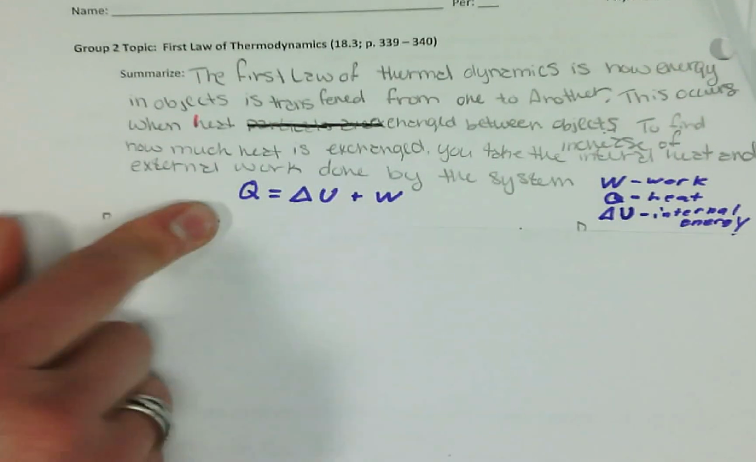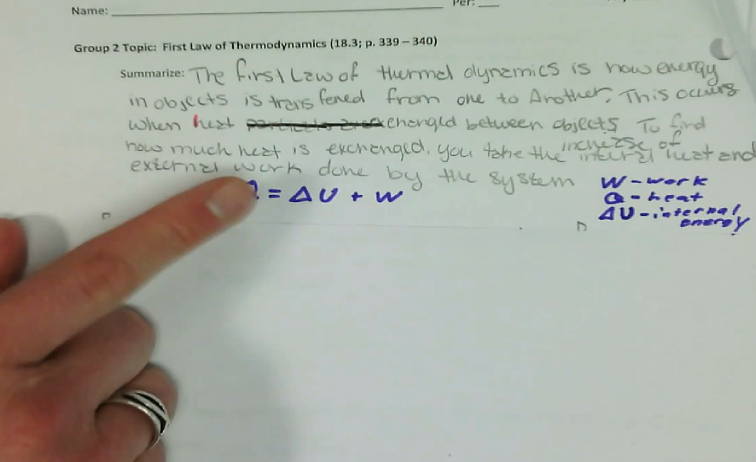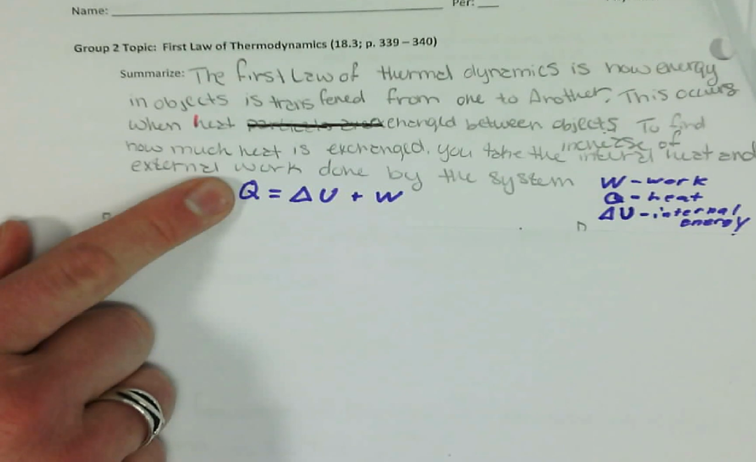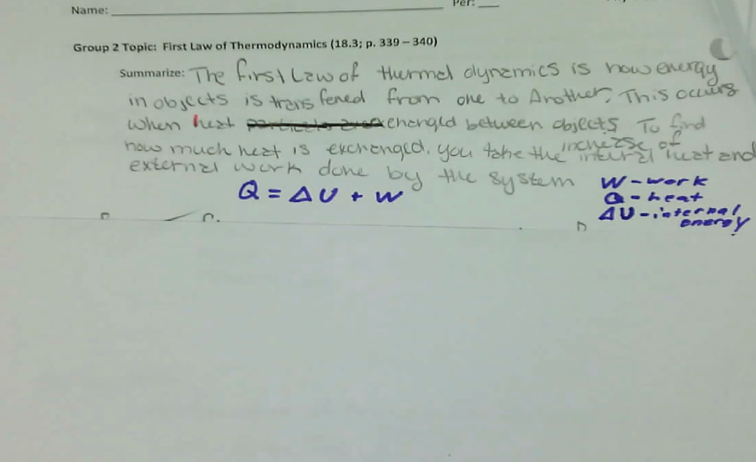In the practice you picked up today, if we get to it, we will talk about how to solve this equation. It is not difficult to solve. The one thing you have to be careful of is signs, because all of these will have signs. You'll have positive and negative Q, positive and negative delta U, and positive and negative work. So you have to be careful about what the signs mean, and that depends on what the problem says.